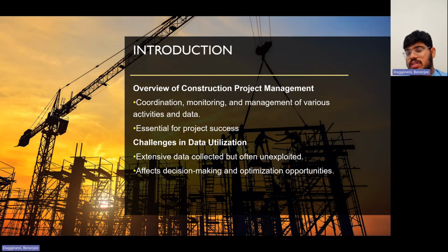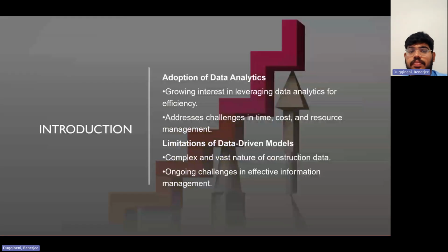First, I have done the literature review about the overview of construction project management. The coordination, monitoring and management of various activities and data is the key to project success. Firstly, there are various challenges for data utilization. Extensive data is collected, but we couldn't use it in a proper way, which ultimately affected decision making and optimizing opportunities.